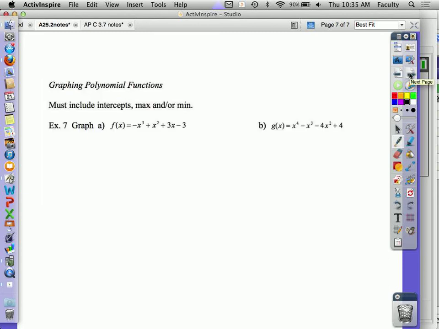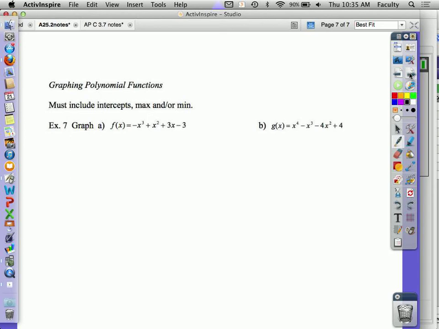Okay, now, in your textbook, there's something called the leading coefficient test. And the leading coefficient test says this, that if you look at my next example, we want to graph f of x equals negative x cubed plus x squared plus 3x minus 3.